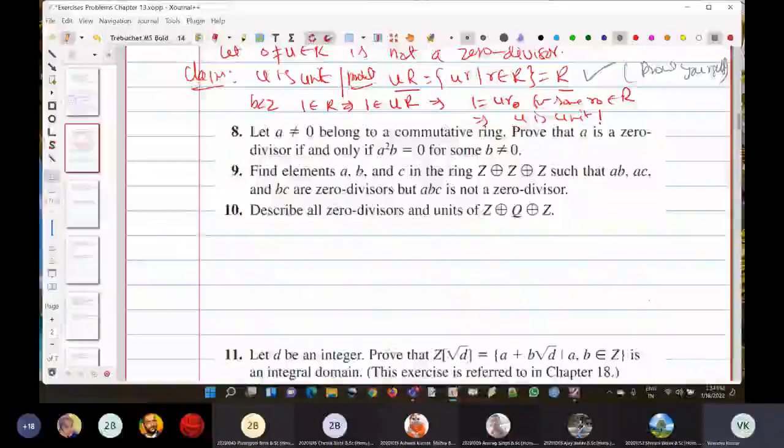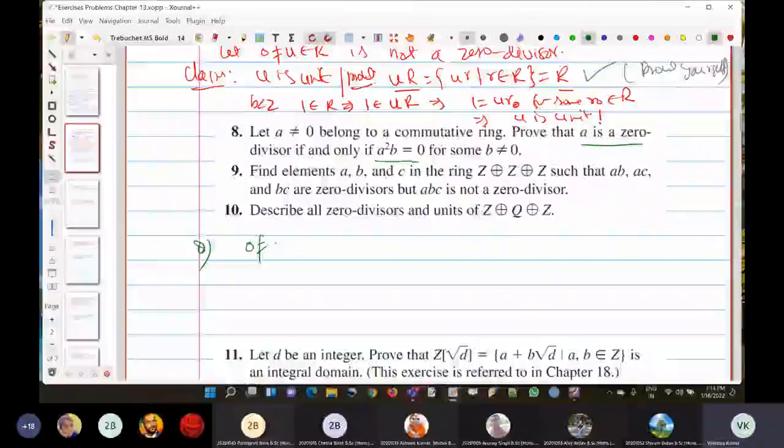Next, question number 8. Let A be a non-zero element belonging to a commutative ring. Prove that A is a zero divisor if and only if A squared B equals 0 for some non-zero B belonging to R.